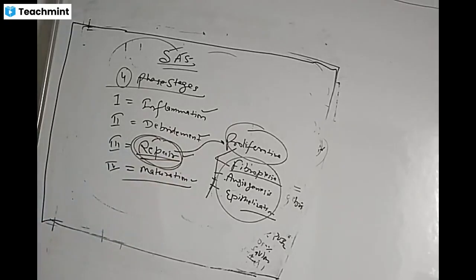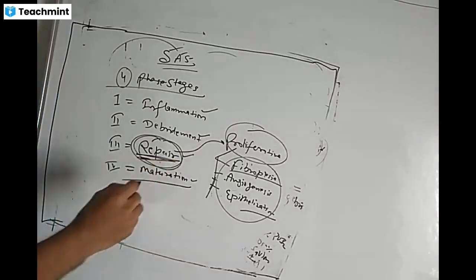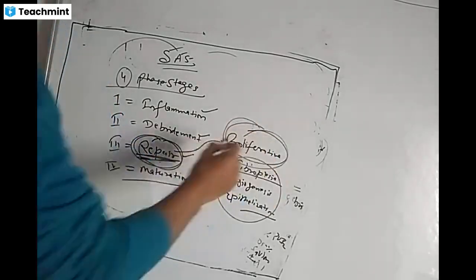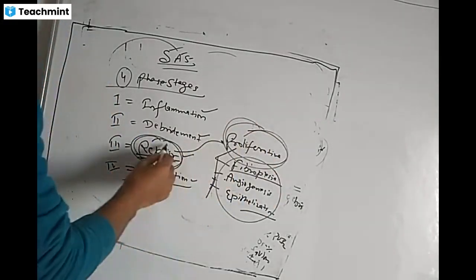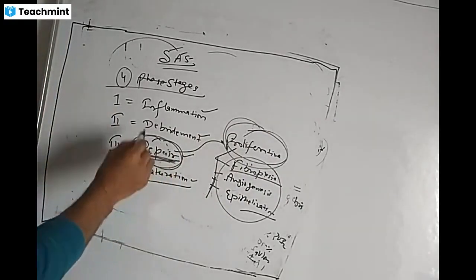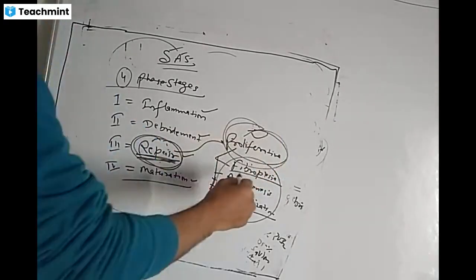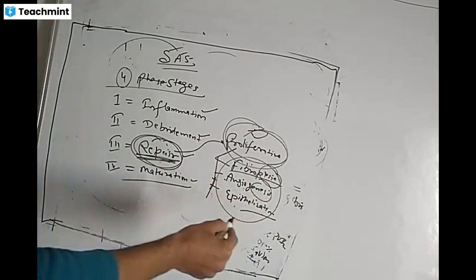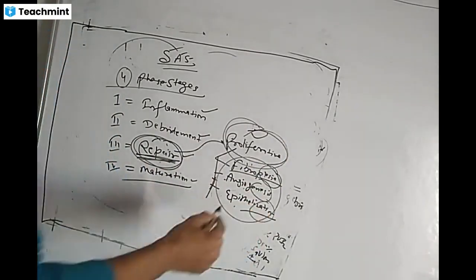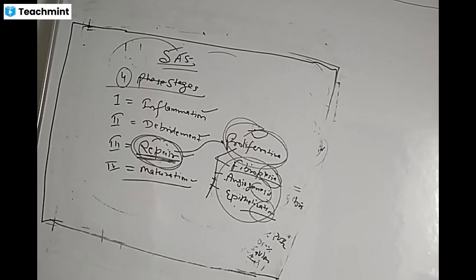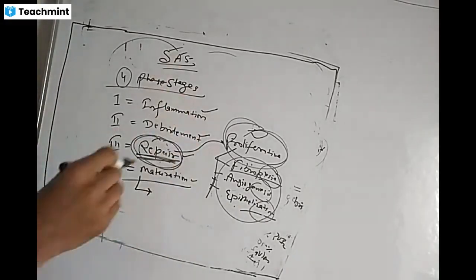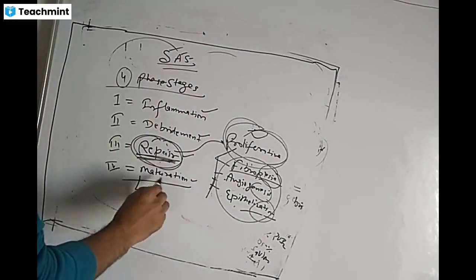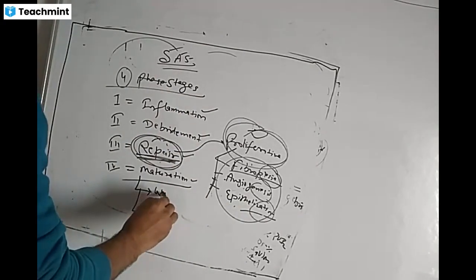But if you read other books, this word repair is not given. The heading you will find is proliferative. So both are one and the same thing, because in the repair phase there is proliferation. Three proliferations are there: fibroblasts, fibroplasia; endothelial cells, angiogenesis; and epithelial cells proliferate, which we call epithelialization. This maturation phase, in some books, is divided.